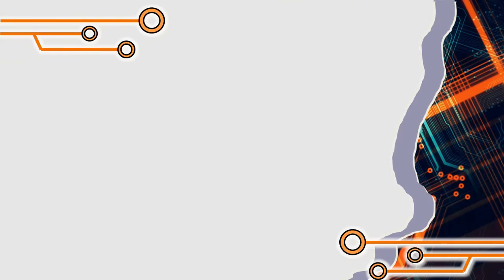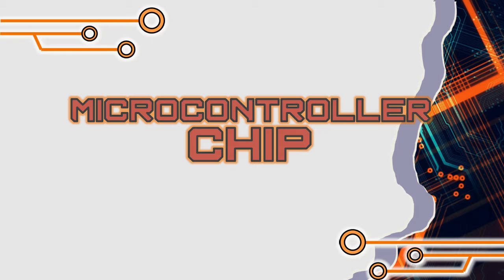But first, we are going to talk about the definition of a microcontroller. A microcontroller is a compact integrated circuit designed to govern a specific operation in an embedded system. A typical microcontroller includes a processor, memory, and input or output peripherals on a single chip.